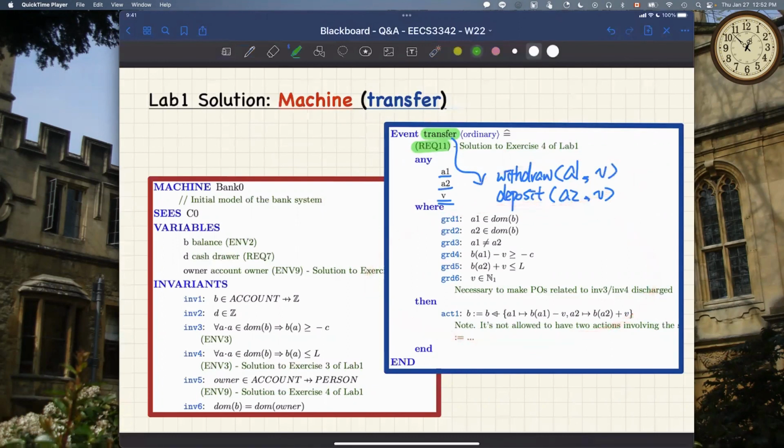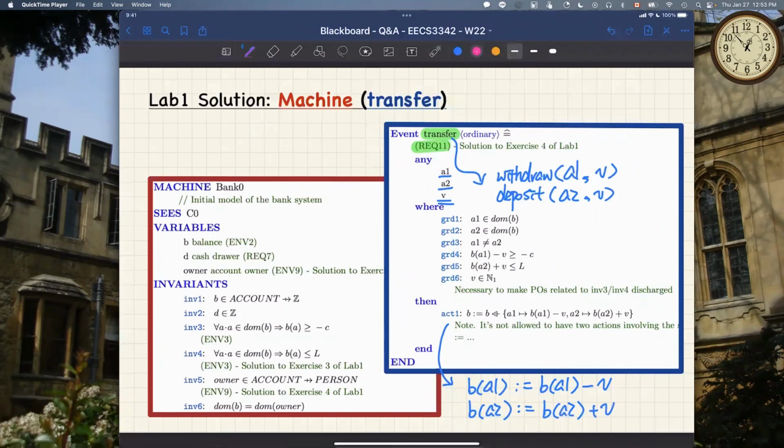One thing I want to mention to you: you can definitely try it out in Rodin so you will see the error. You might be thinking you want to write something as the action over here. You might say B of A1, that's what I want to withdraw from, is assigned B of A1 minus V. And then the second action will be B of A2, that's what I want to deposit into, is assigned B of A2 plus V.